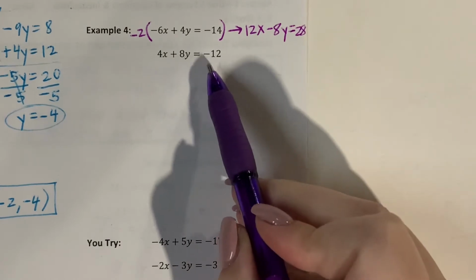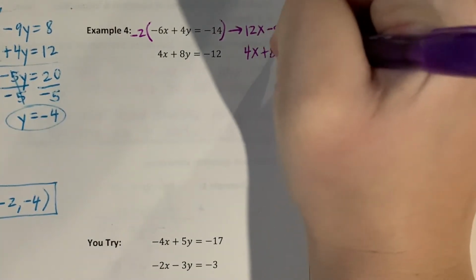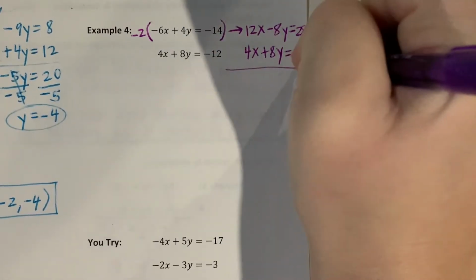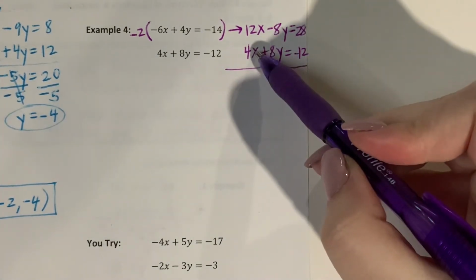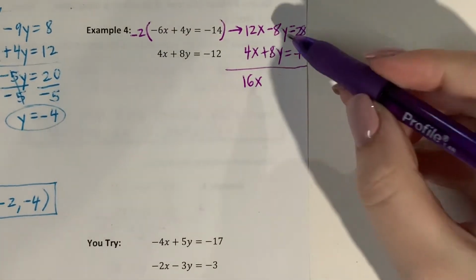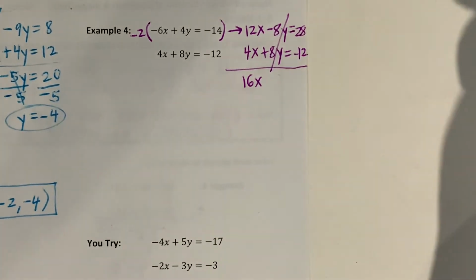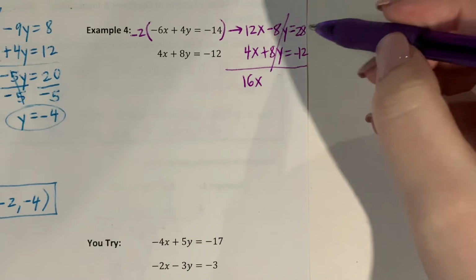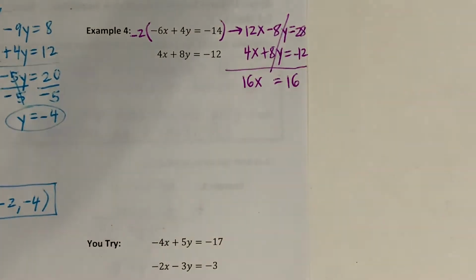My second equation, I'm going to leave it exactly as it is, so I'll just rewrite it. 4x plus 8y equals -12. And then I'm doing my big addition problem. 12x plus 4x gives me 16x. My y's cancel out. -8y plus 8y, good, it drops out. And 28 plus a -12, or I could say 28 minus 12 gives me 16.